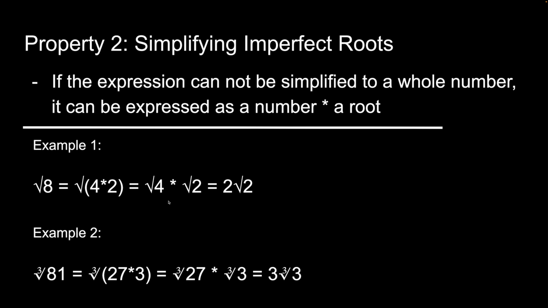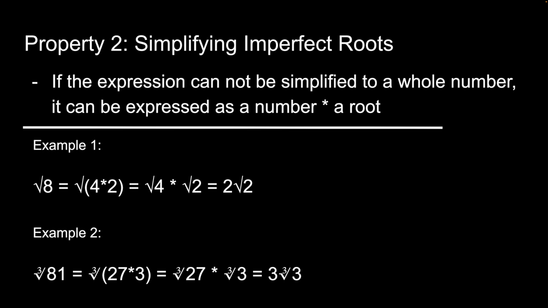So now we have the square root of 4 times the square root of 2, and you'll notice that the square root of 4 is simply equal to 2. So the answer to this would be 2 times the square root of 2, and this would be the most simplified form. Here we have our second example where we have the cube root of 81.